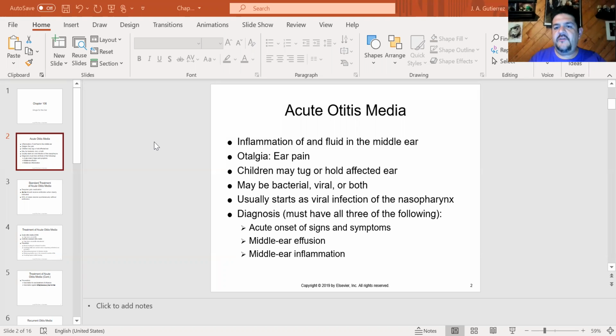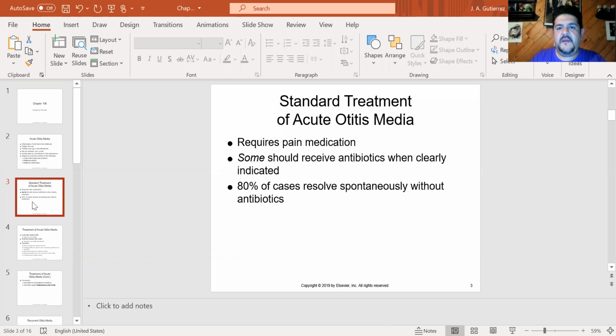In order to make the diagnosis of otitis media, the patient must have acute onset, recent symptoms of inflammation of the middle ear effusion, that means swelling, and middle ear inflammation. So the treatment usually is going to involve an NSAID or a steroid glucocorticoid and antibiotics. 80%, a high number of them, resolve without any antibiotics.